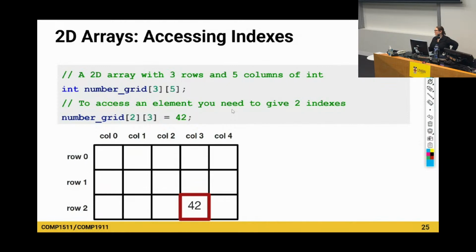To give two indexes. So if we did go to number grid at index 2, 3, we'd go to row 2, column 3, and we would be here with this number 42. So that's how we could set a value inside this two-dimensional array. Does that make sense? Are there any questions about that? Okay, so yeah, row 2, column 3, we can put the integer data in there.